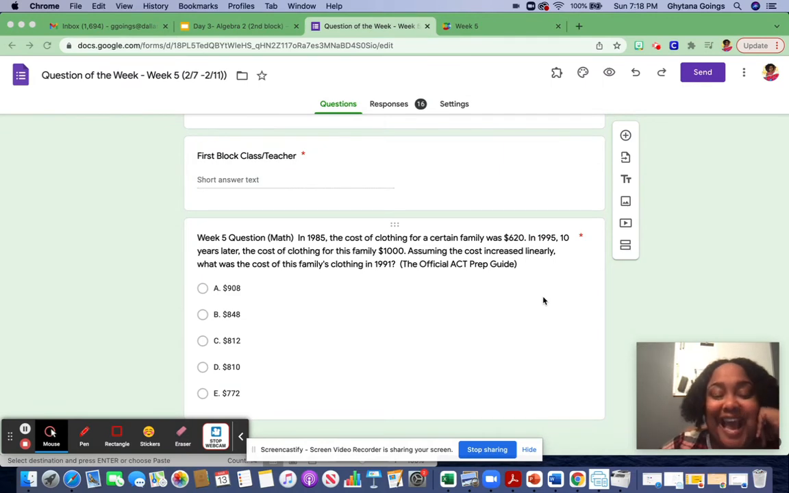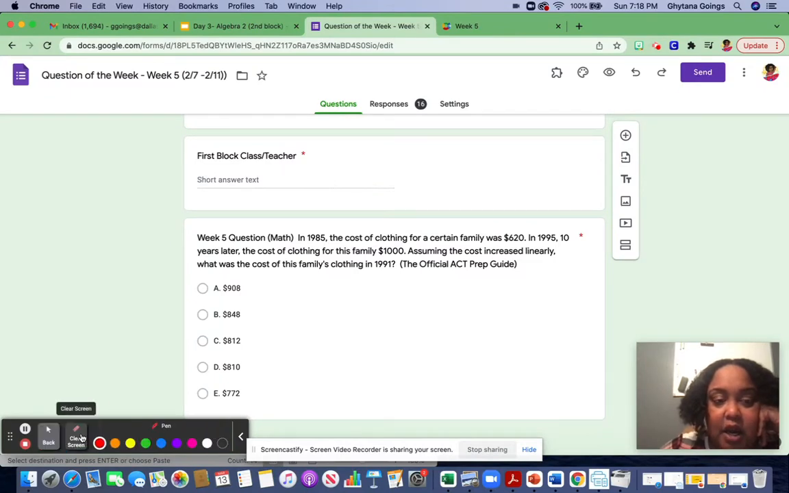So it says in 1985, the cost of clothing for a certain family was $620. In 1995, 10 years later, the cost for clothing for this family was $1,000. Assuming the cost increased linearly, what was the cost of this family's clothing in 1991?